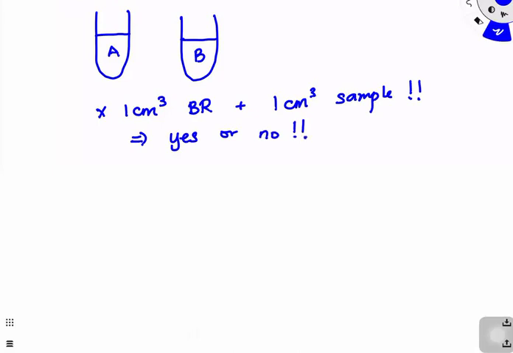If you use 1 cm cube of Benedict reagent with 1 cm cube of sample, we will only know, oh yes, I can see a color change. Basically, I can conclude reducing sugar is present, full stop. How much reducing sugar is present, whether A is more than B or B is more than A, you won't be able to know by this test. Why? Because in this case, you are not sure whether all the reducing sugar has reacted or not.